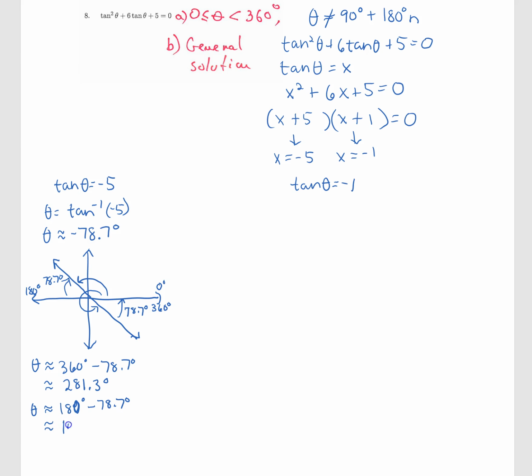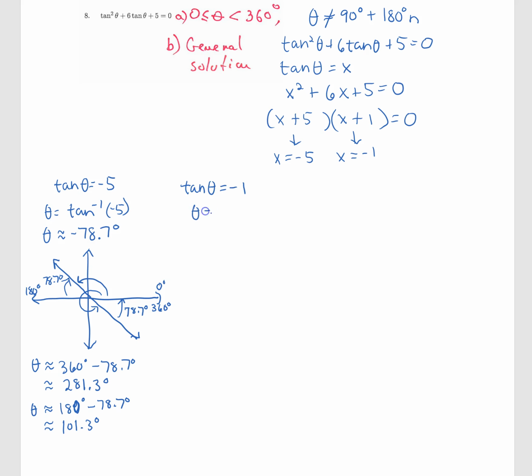And that ends up being 101.3 degrees. Okay, and so we have two angles for theta here. Let's go back to this solution over here. Sorry, I've just moved that tan theta equals -1 over slightly to give myself more room. So we have tan theta equals -1.